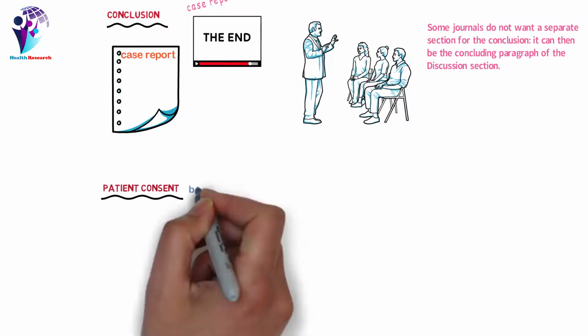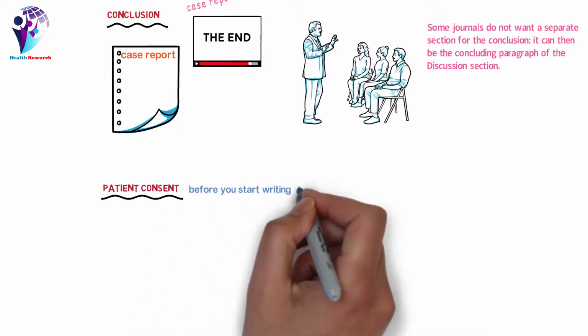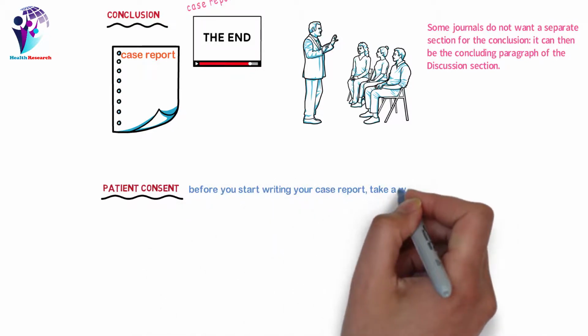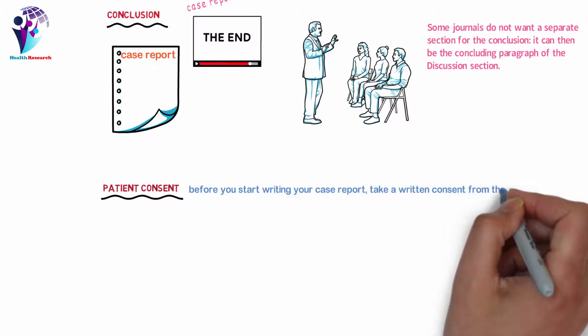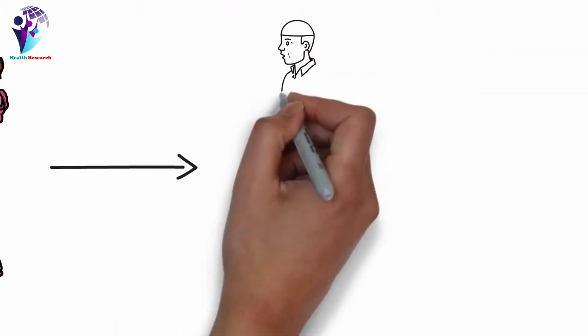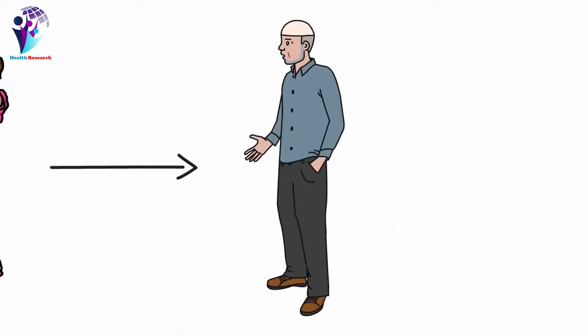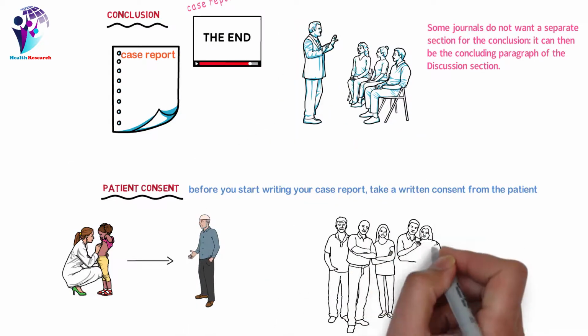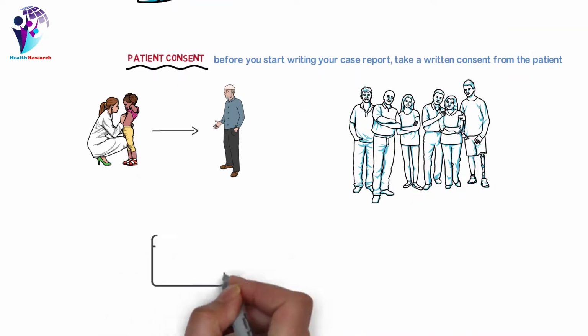Informed consent is an ethical requirement for most studies involving humans, so before you start writing your case report, take a written consent from the patient. In case the patient is a minor, parental consent is required. For adults who are unable to consent to investigation or treatment, consent of closest family members is required.